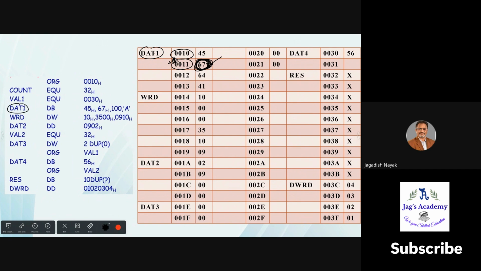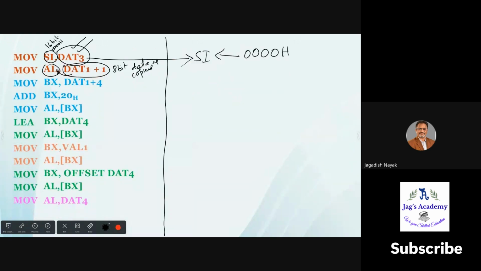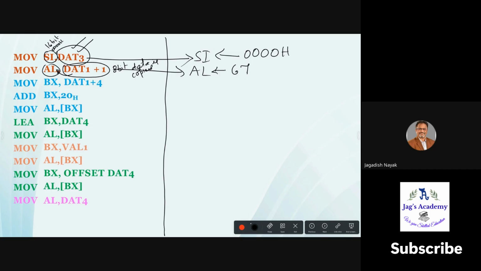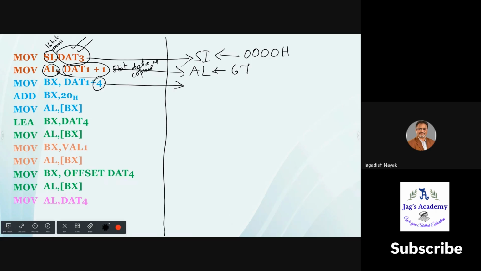So I will just go back to this. Now in this case, what is there in the AL register? Come on, tell me. 67 is there in the AL register. Hope all of you are understanding this. Now see here. It is DAT1 plus 4. How much data is going? 16-bit data. BX is a 16-bit register. DAT1 plus 4, let us see.